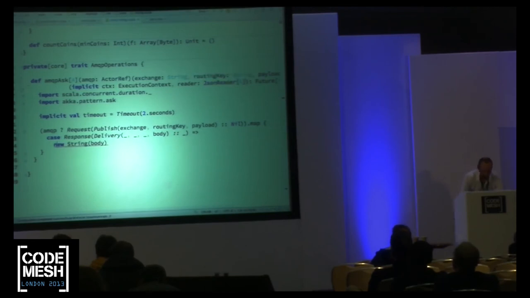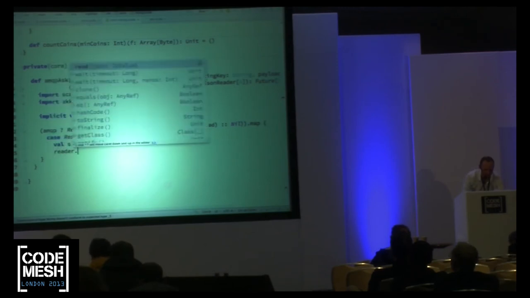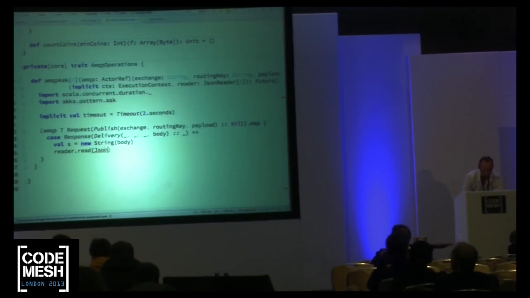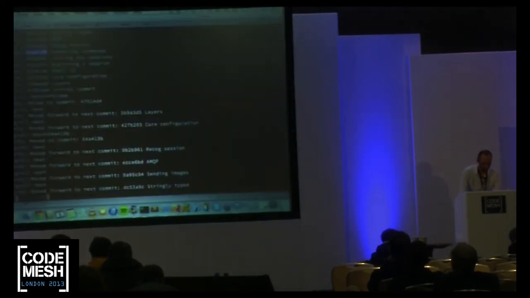And so what we need to do is, I suppose, this reader.read, indeed, JSON parser light to s. That will do. Excellent. So this JSON reader that's been given to us, loaded from the implicit scope for the type A, can now give us an instance of A, and because we are mapping a future, we will get a future of A. And so it's now really easy to add JSON parsers.